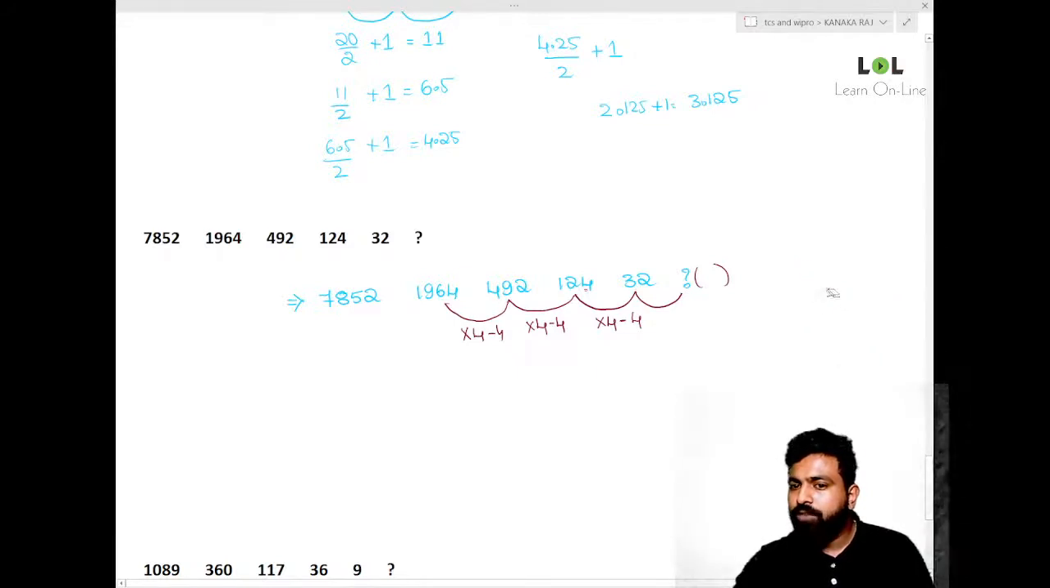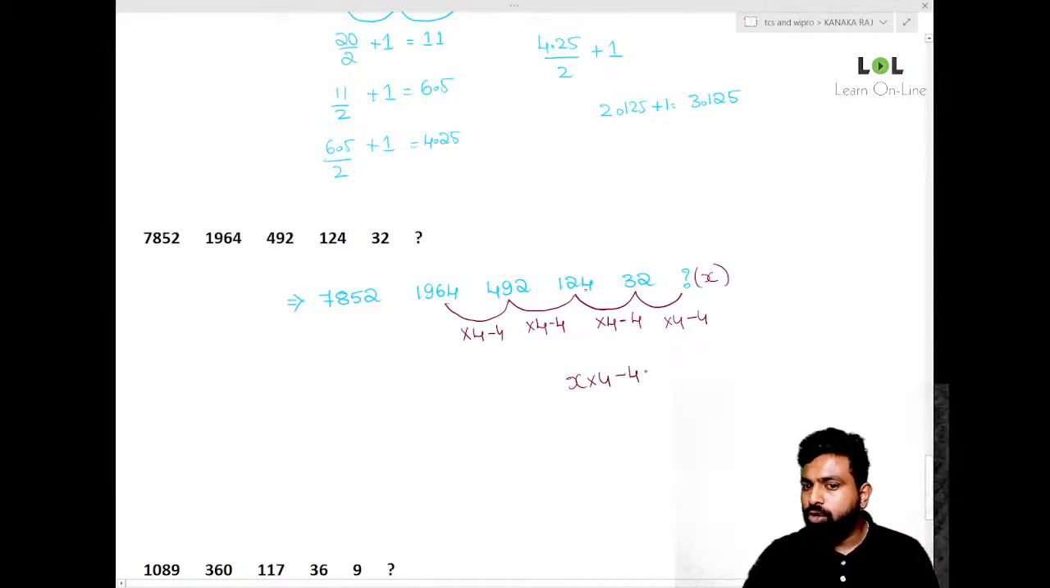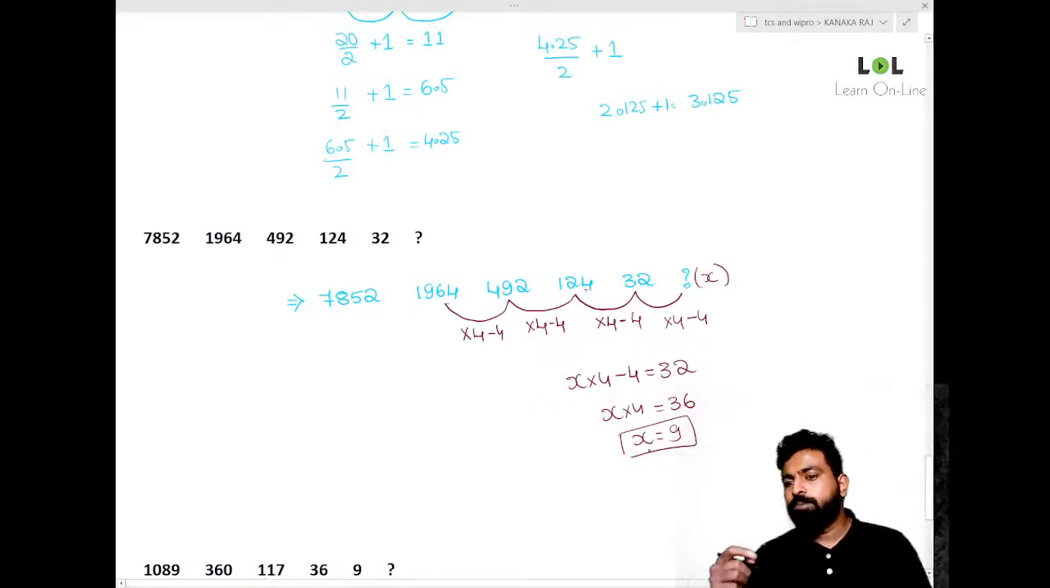What will be the answer if you consider this number as x? Look at this. If you multiply x with 4 and subtract 4, you should get 32. X into 4 minus 4 should give you 32. So what will be x into 4? 32 plus 4, that is 36. So x will be equal to 9. The value of x here is 9. Yes, Manohar, whatever you did was also right: 32 plus 4 divided by 4.